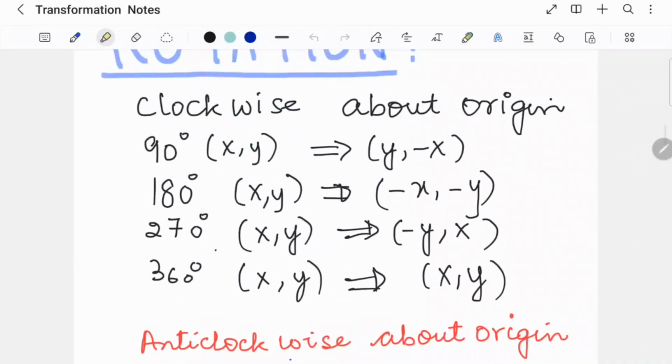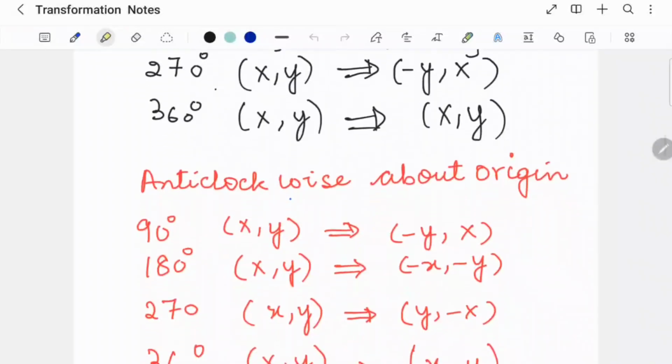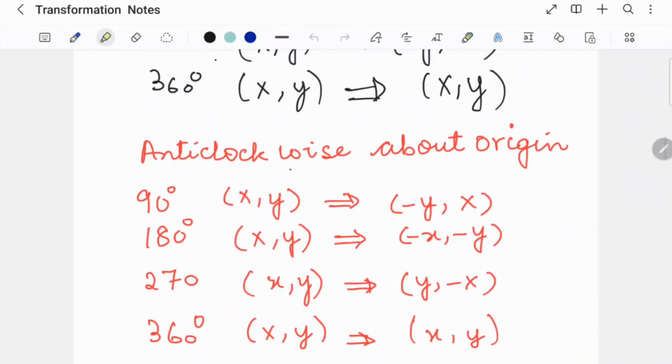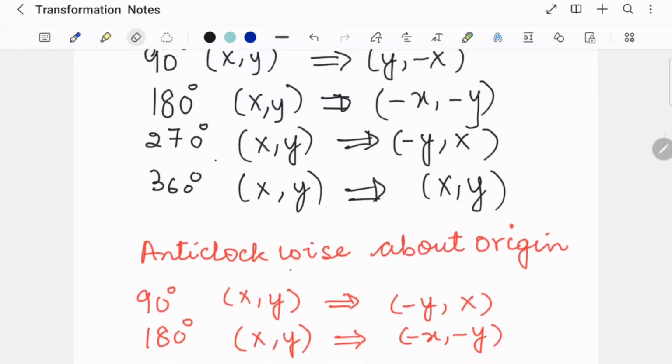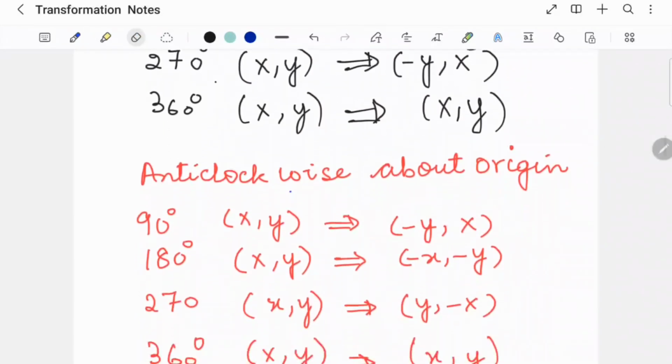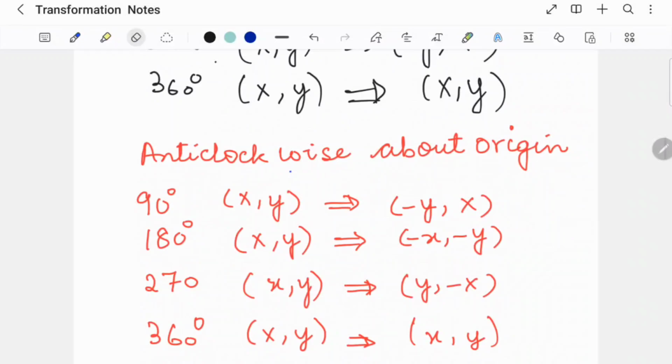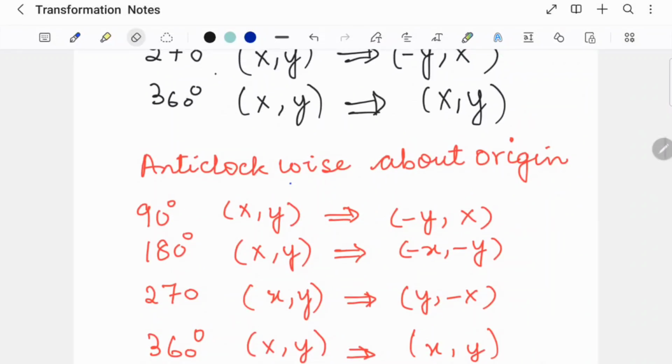Just see the difference here: 90 degrees clockwise is (y, -x), and here you just swap, but the sign of y will change. 180 degrees is the same, because whether you move clockwise or anti-clockwise, it will come to the same place. So 180 degrees is the same for clockwise and anti-clockwise. 270 degrees is (y, -x), and 360 degrees comes back to its original position.